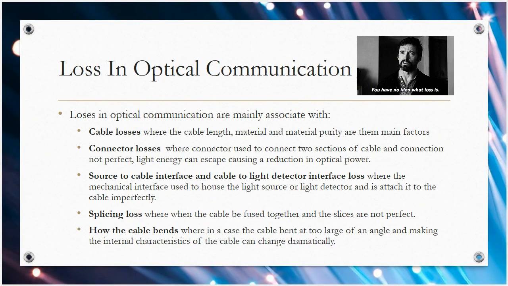Losses in optical communication are mainly associated with: Number 1, cable losses, where the cable length, material and material purity are the main factors. Number 2, connector losses, where the connector is used to connect two sections of cable and the connection is not perfect, light energy can escape causing a reduction in optical power. Number 3, source-to-cable interface and cable-to-light detector interface loss, where the mechanical interface used to house the light source or light detector is attached to the cable imperfectly.